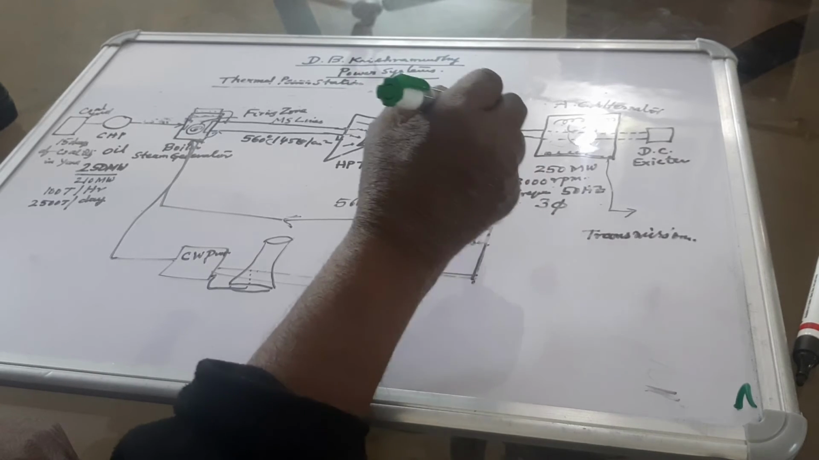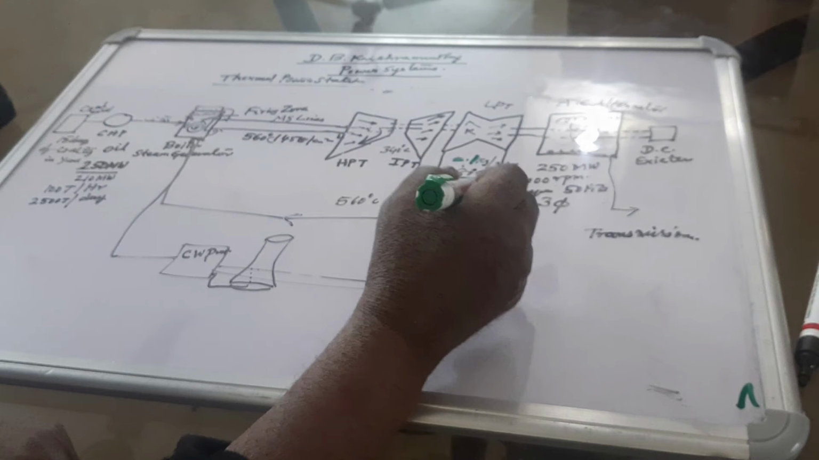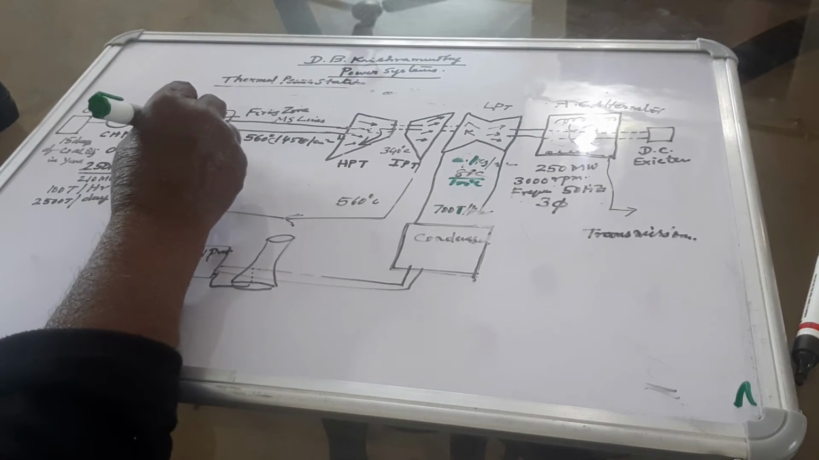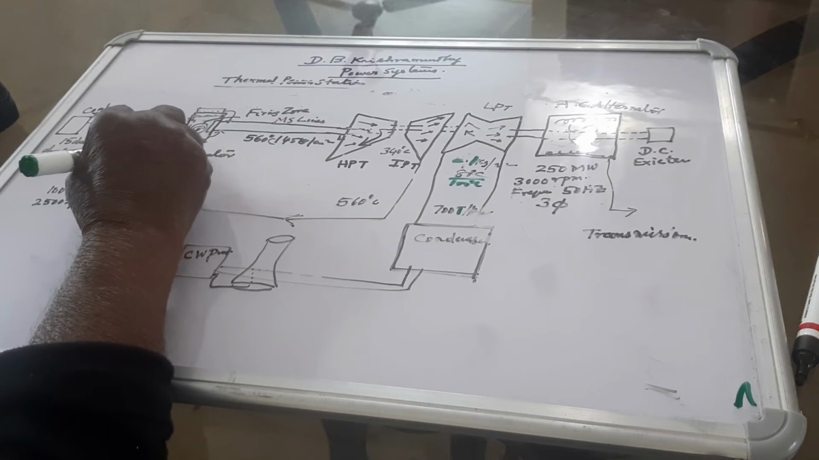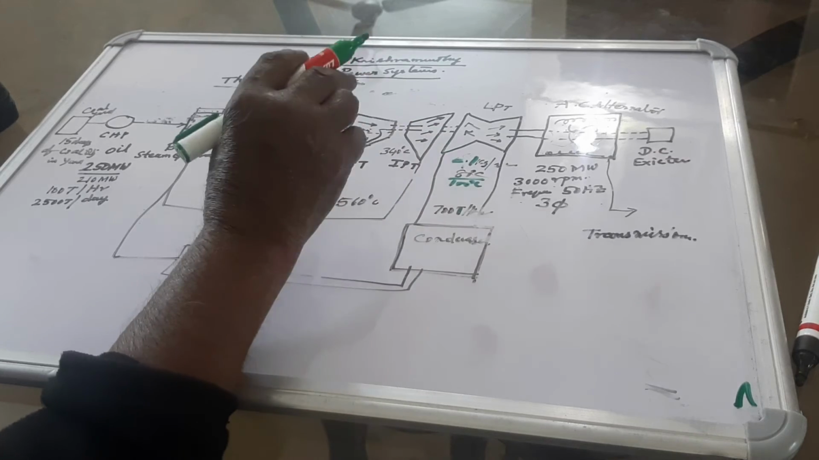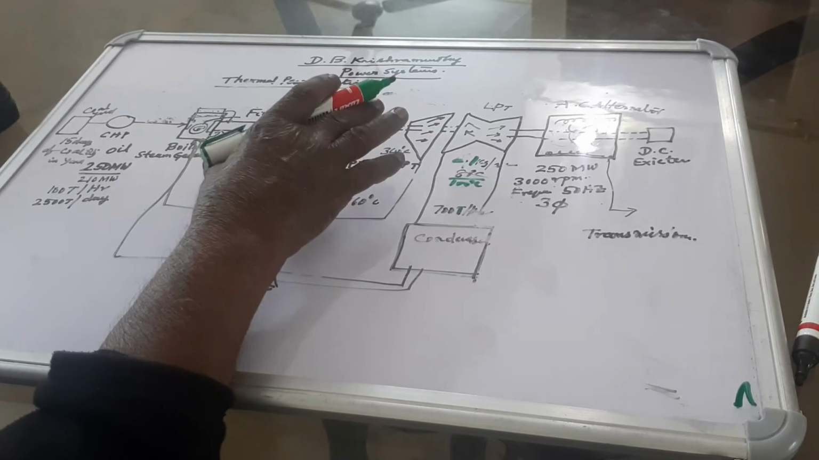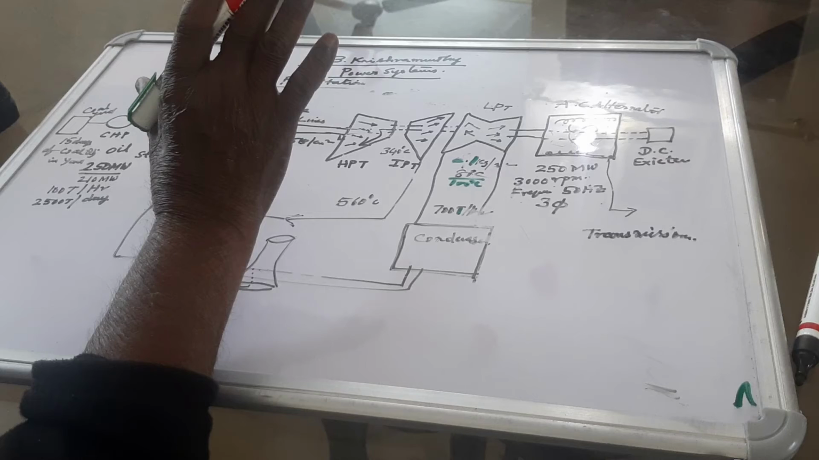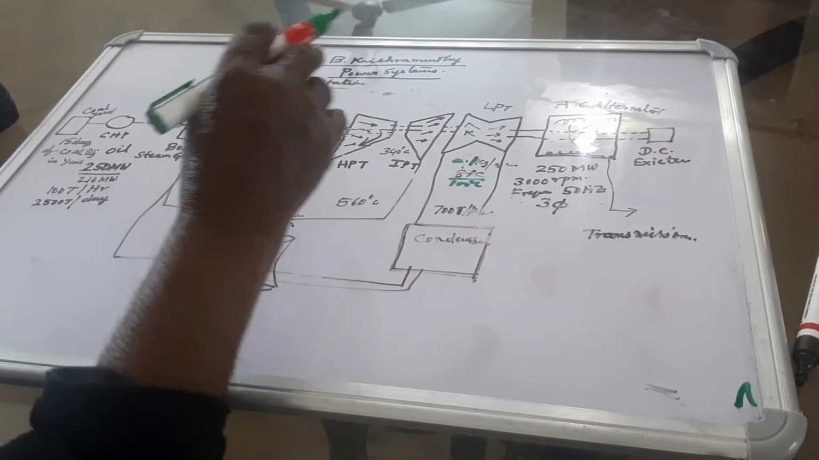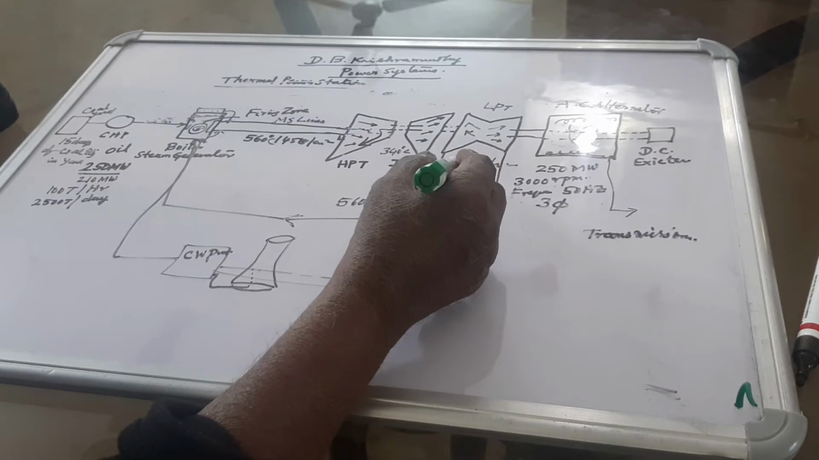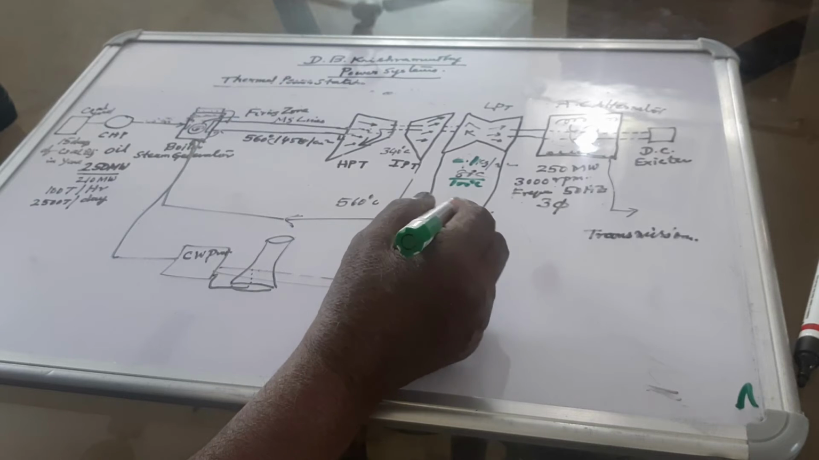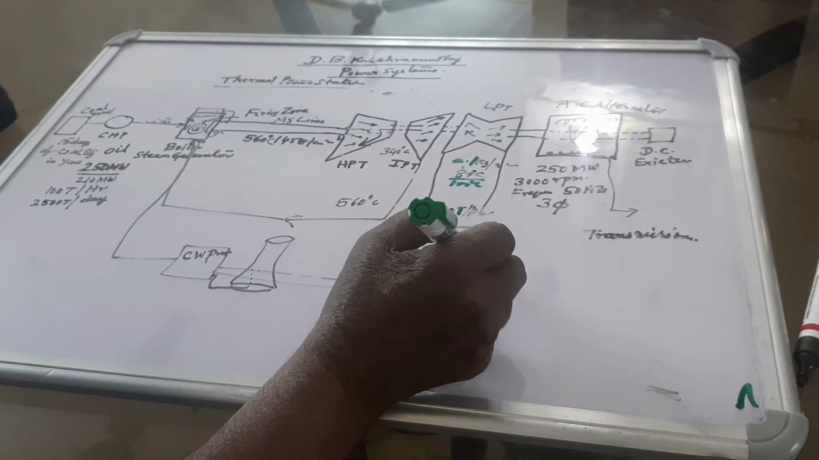So this steam, 700 tons per hour of steam produced in the steam generator, that is the boiler, will be pumped to the LP turbine, where it loses all its energy, and the pressure will be 1 kg per centimeter square and the temperature will be 100 degrees centigrade. So this will go into the condenser.